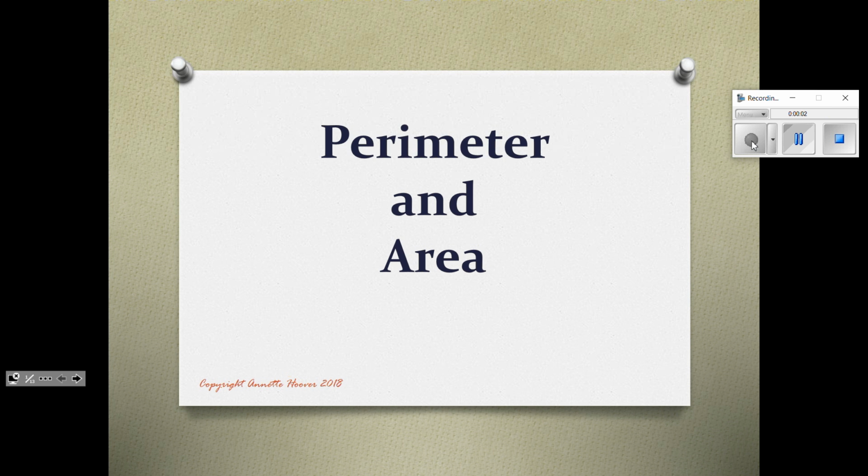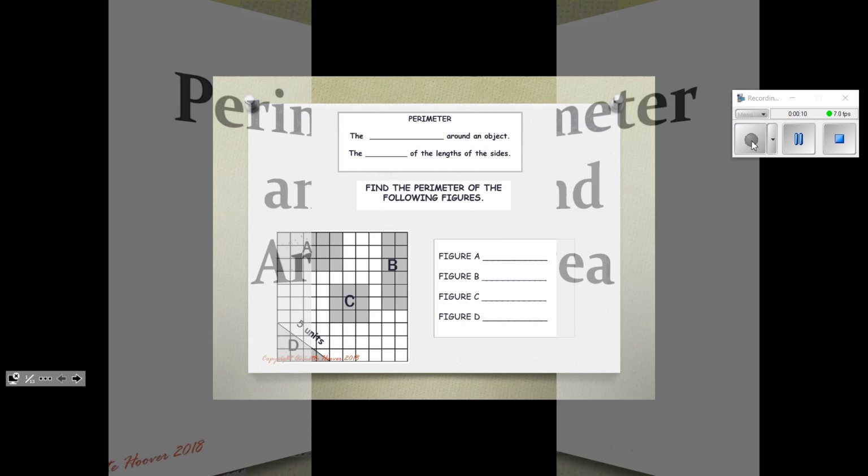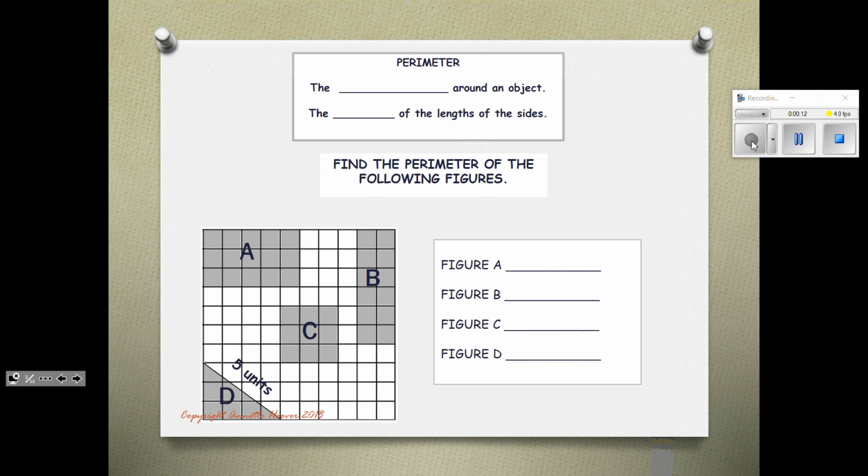In this lesson, we will be looking at finding the perimeter and area of different shapes. So first of all, if you're taking your notes, we're going to look at perimeter. The perimeter is the distance around an object.